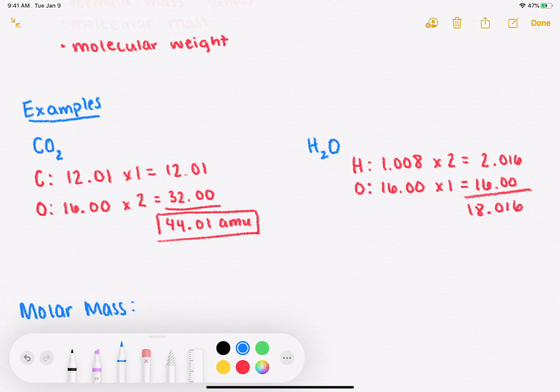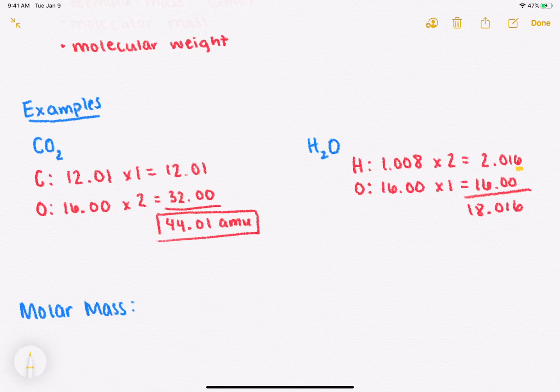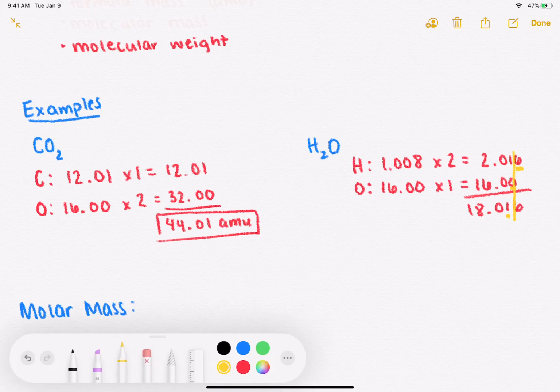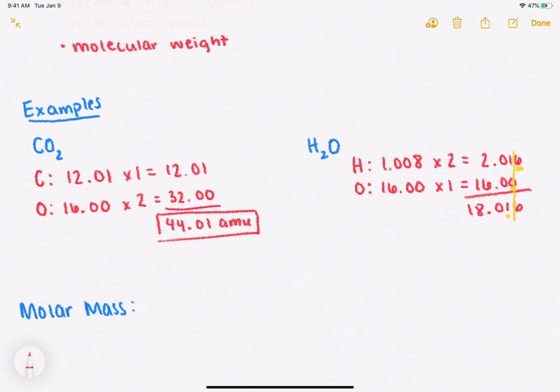Notice our significant figures here. Our hydrogen goes to the thousandths place. Our oxygen only goes to the hundredths place. So we have to cut off our number there in the hundredths place, and that is going to cause our final answer to round to 18.02 AMU as the formula mass for H2O. So that's how you find the formula mass.